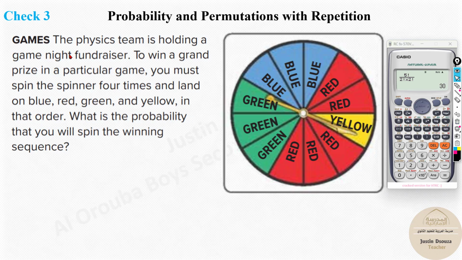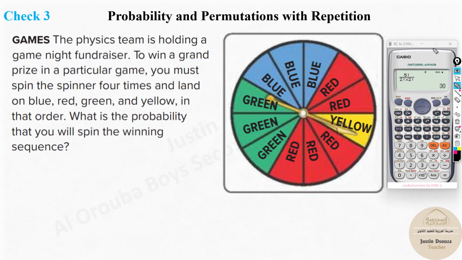Let's look at another problem. The physics team is holding a game night fundraiser. To win a grand prize in a particular game, you must spin the spinner 4 times and land on blue, red, green, and yellow in that order. See, this order is very important. Blue, red, green, yellow. Order means it's a permutation. What is the probability that you will spin the winning sequence?